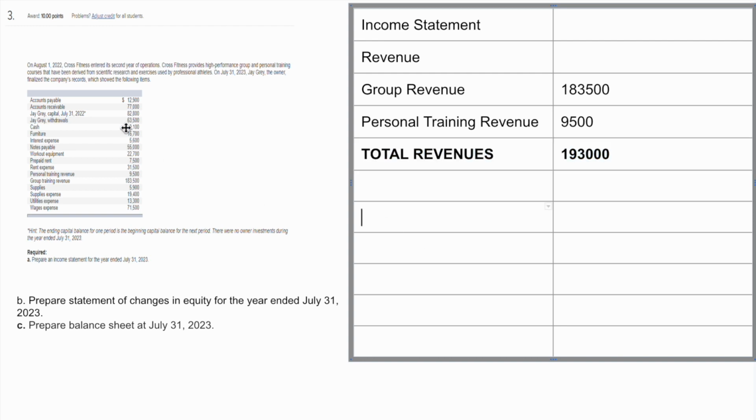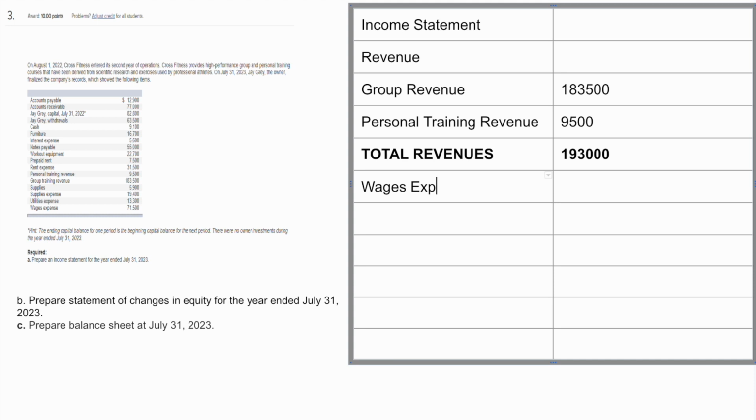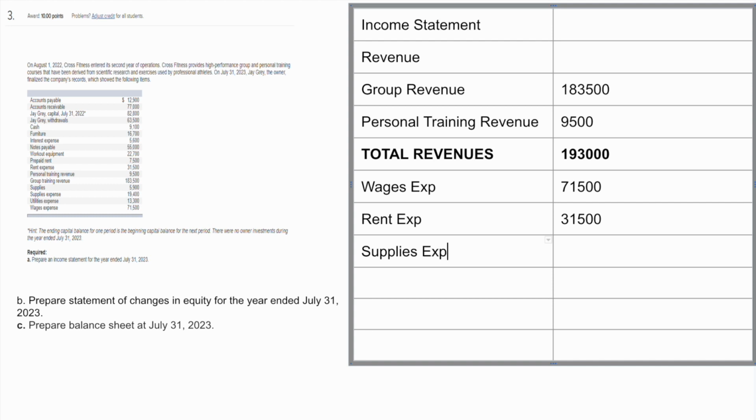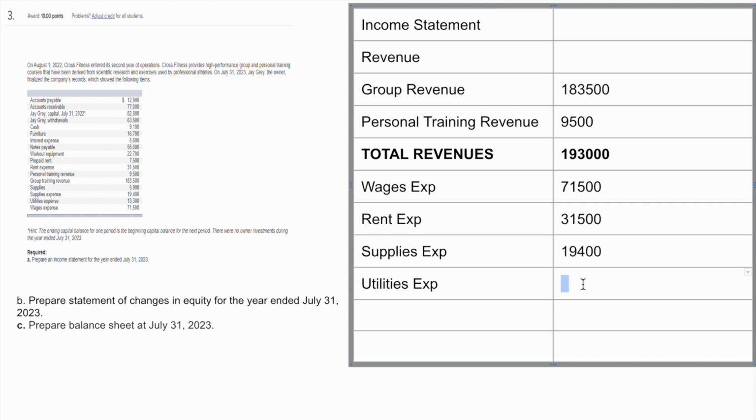Let's now take a look at expenses. What expense accounts have we got here? So these would be wages. Okay. Wages expense was 71.5. We've got rent expense, which is 31.5. I'm just sorting them really by highest to lowest. We've got supplies expense. Supplies expense comes to 19,400. We've got utilities. And utilities expense is 13.3.